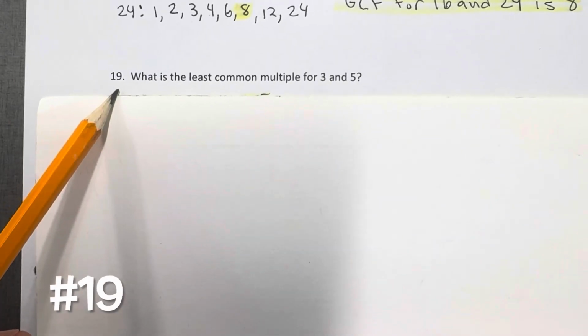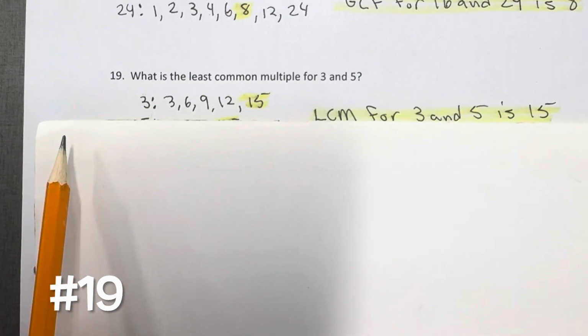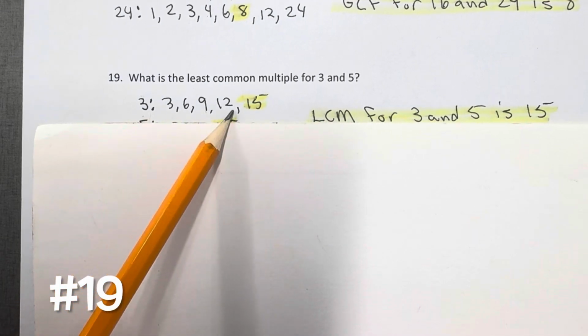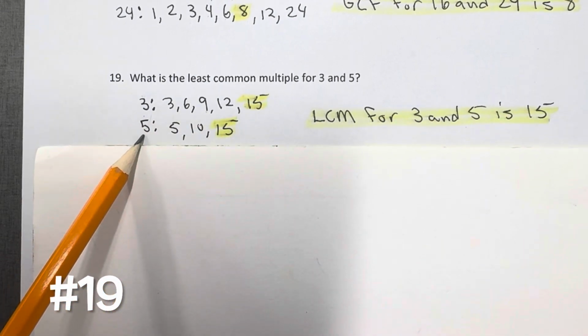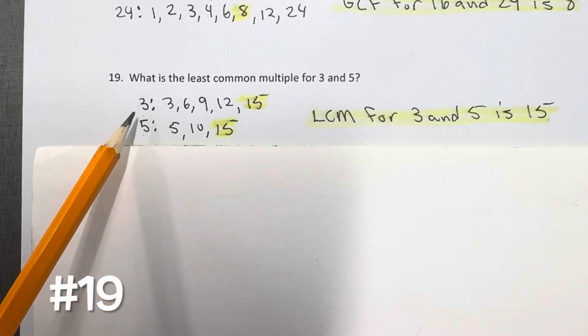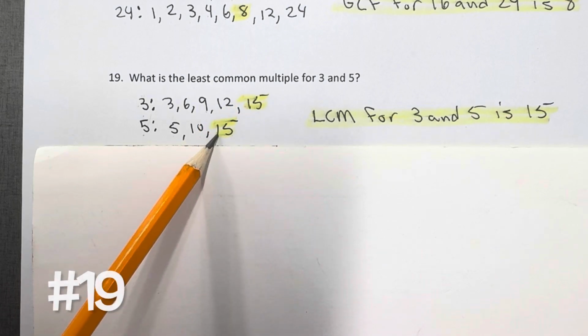Number 19, what is the least common multiple, or LCM, for 3 and 5? So multiples of 3: 3, 6, 9, 12, 15. Multiples of 5: 5, 10, 15. So when I do the multiples for 3 and 5, the first one that they have in common is 15.